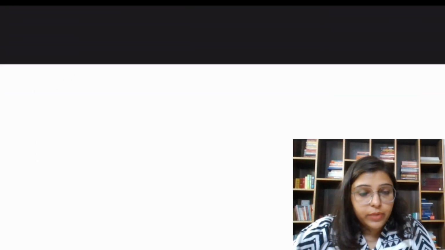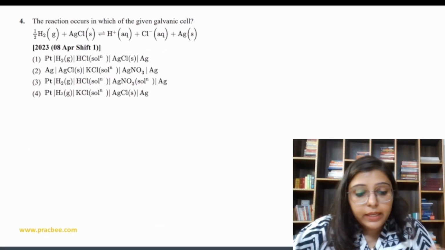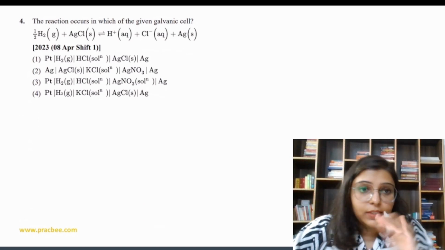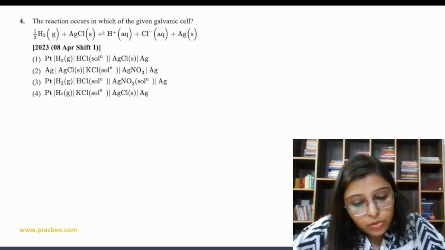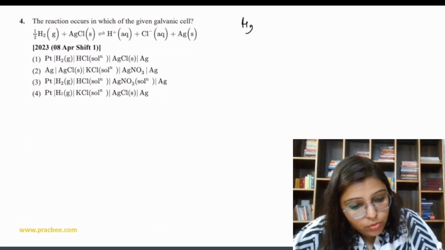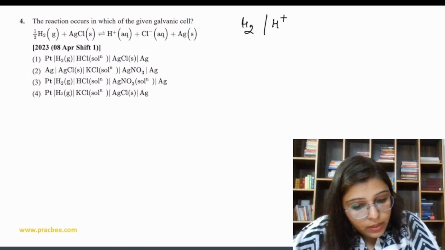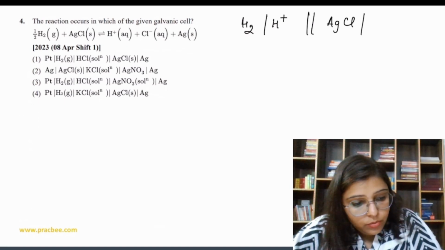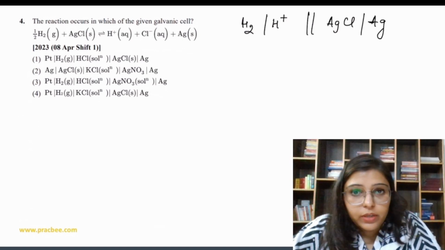Okay, now let's do the next question. The reaction occurs in which of the following given galvanic cells? Just see the reaction. This is a question on the cell representation of the galvanic cell. In this, H2 is converted to H plus, and AgCl is converted to Ag. Understood? AgCl is converted to Ag.